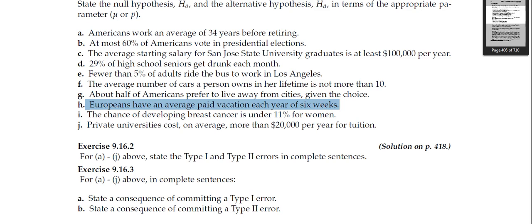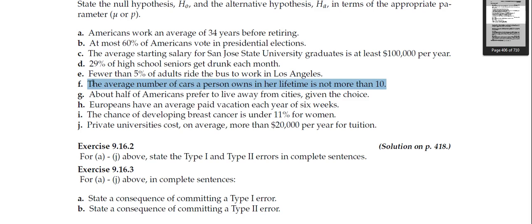Let's generate one more. It's telling me to do number 6. Number 6 would be F. The average number of cars a person owns in her lifetime is not more than 10. Is not more than 10, which would mean less than or equal to 10. Okay, well that implies an inequality sign. That to me sounds like a research hypothesis, which means the null is either 10 or greater than 10. Your choice on this one. The convention is to use the equal sign. The average number of cars a person owns in her lifetime is 10.